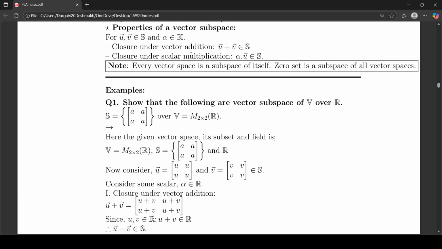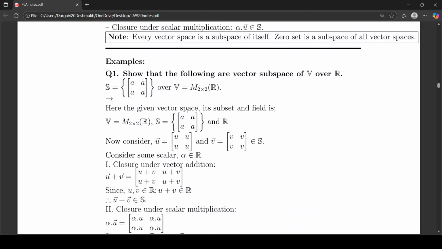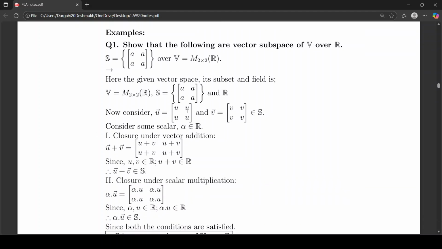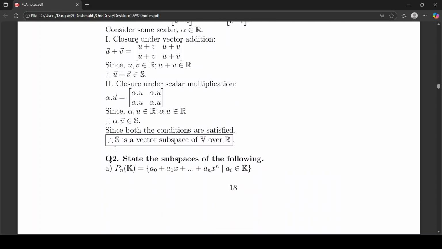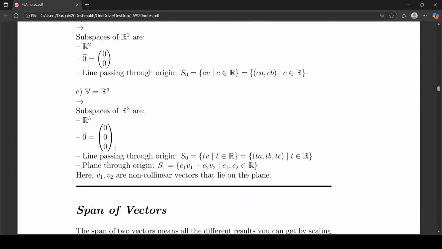We need to note that every vector space is a subspace of itself, and the zero set is a subspace of all vector spaces. These are the standard subspaces. This is an example which we will solve again using the method which we used in vector space, so I won't be discussing this.